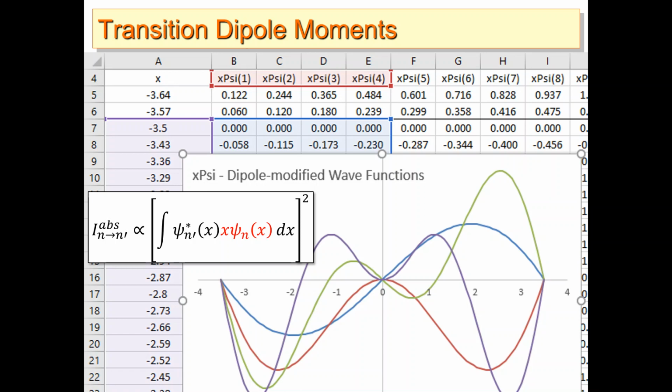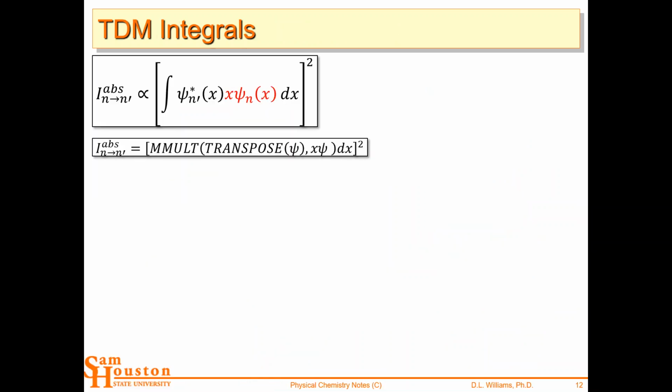And so we had that x perturbed wave function. So x times psi is shown here. And now we're ready to do that matrix multiplication. So again, transpose the wave functions, multiply them by x psi, and integrate over all space using M-mult.